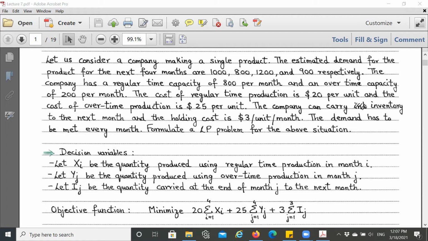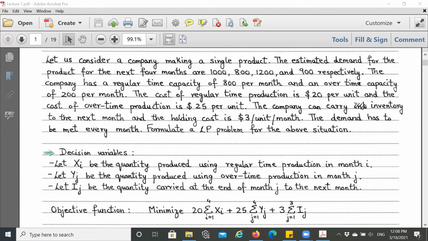In month two, it is x2, then x3, and this is the amount you produce in the regular time, okay? For the overtime, the amount you produce in month j would be denoted by yj, okay? And Ij is the amount you carry over to the next month, okay? So Ij means at the end of month j, you carry that amount to the following month.